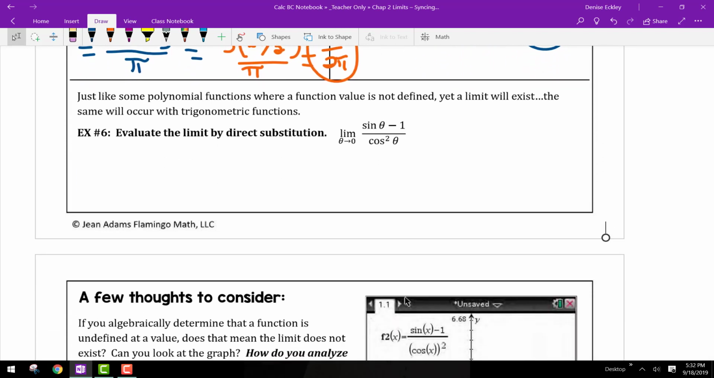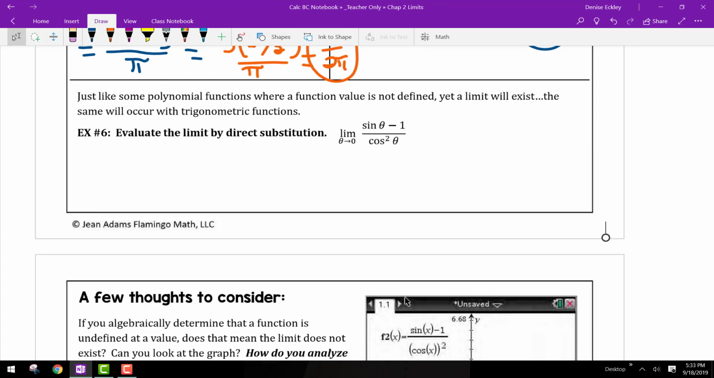Again, where we have values that aren't defined in polynomials or a rational function, we might still have a limit. The same thing happens with sine and cosine. And I will tell you that you're going to have sine and cosine functions that you have to use many of your identities for. If you're not up on your trig identities, you might want to go back and look at those.